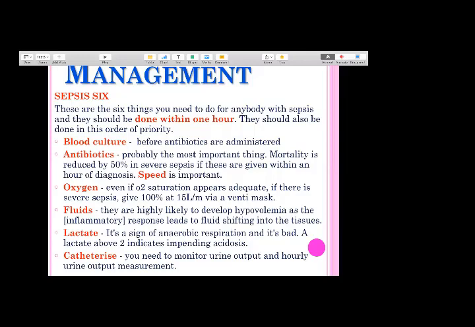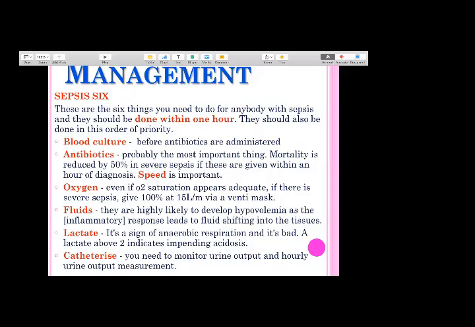Fluids, also necessary. They're highly likely to develop hypovolemia as the inflammatory response leads to fluid shift into the tissues. So the fluid will be shifting from your capillaries and arteries into your tissue. That will result in hypovolemia and hypovolemic shock.